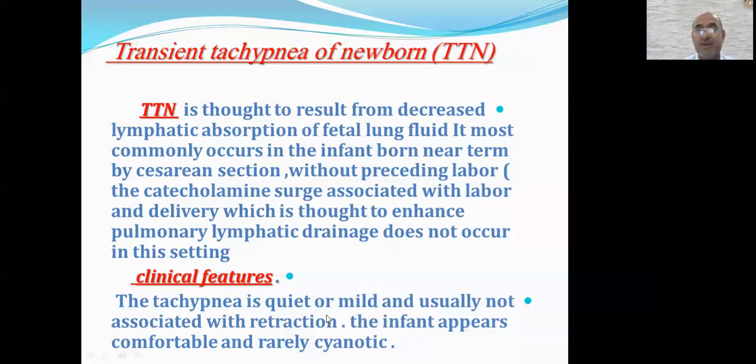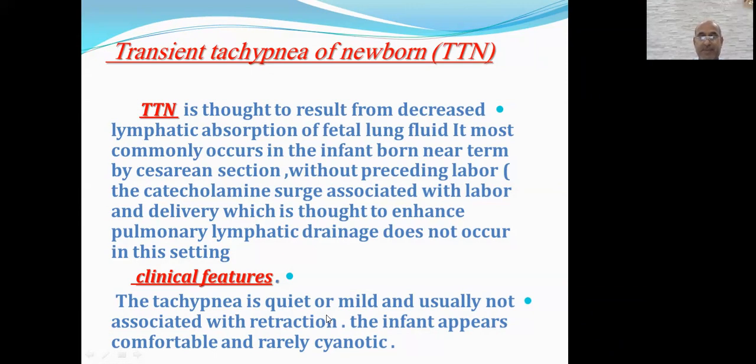Transient tachypnea of the newborn, abbreviated as TTN, is thought to result from decreased lymphatic absorption of the fetal lung fluid. It commonly occurs in infants born near term. So TTN is a disease of preterm and near term infants, in comparison to type 1 respiratory distress syndrome, which is exclusively of the preterm infant. So near term infants are delivered by cesarean section without preceding labor.